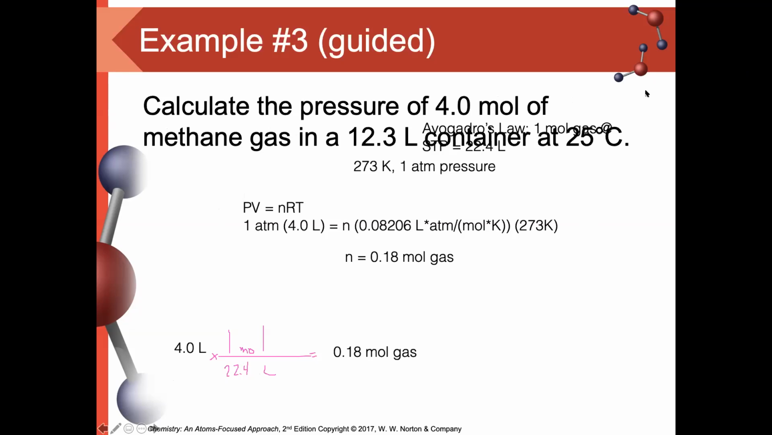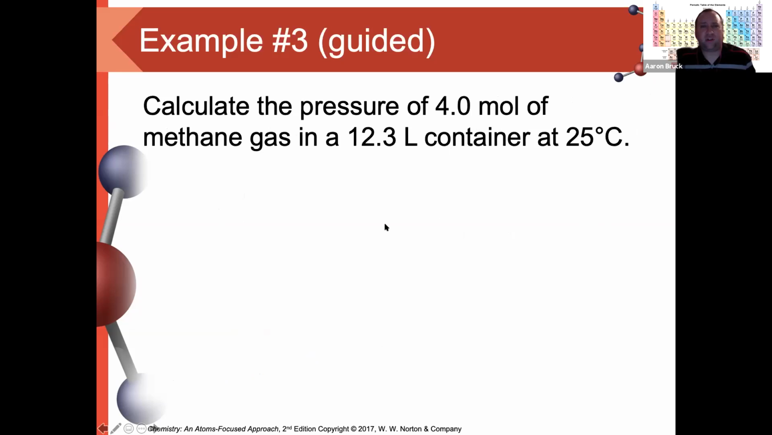All right, let's take a look at another example. Calculate the pressure of 4 moles of methane gas in a 12.3 liter container at 25 degrees Celsius. Okay, so again, this is a scenario where we're being asked to describe a gas. The gas isn't changing temperature or pressure or anything, so we're going to use the ideal gas law. PV is equal to nRT. As far as our pressure is concerned, we don't know. That's what we're trying to find out.